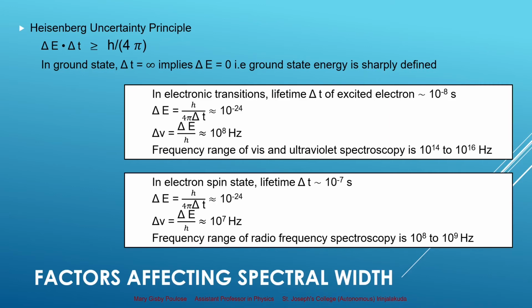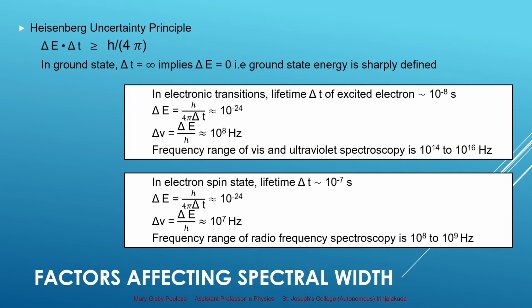Here, let us look at its value in terms of frequency. E is equal to h into delta nu. So delta nu is equal to delta E by h, and this gives the approximate value of 10 raised to 8 hertz. Now we know that the electronic transitions give radiation in the visible or ultraviolet regions, but the frequency range of those radiations is of the order of 10 raised to 14 or 10 raised to 16 hertz. Hence, this change of frequency, this 10 raised to 8 hertz, is not significant in this region.